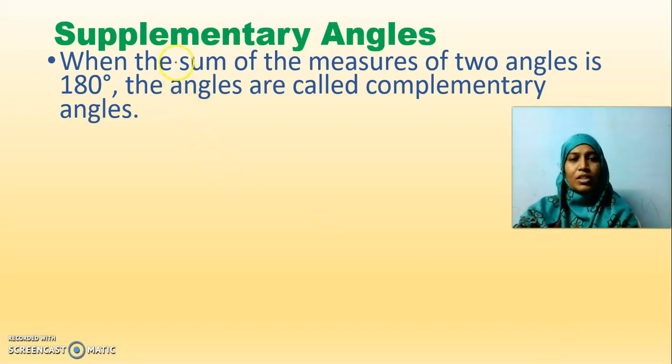Now the next concept is supplementary angles. These things we have already discussed, but this is a revision for you so that you should be able to follow the next concept. When the sum of the measures of two angles is 180 degrees, what is a supplementary angle? If I add both angles, I should get exactly 180 degrees. Then the angles are called supplementary angles, not complementary here. It is supplementary angles.